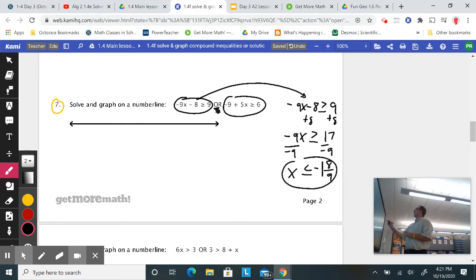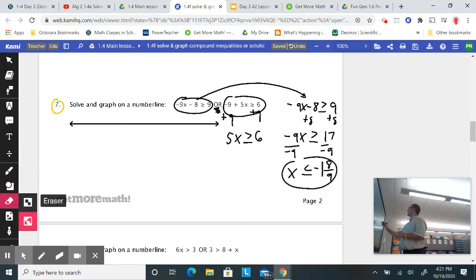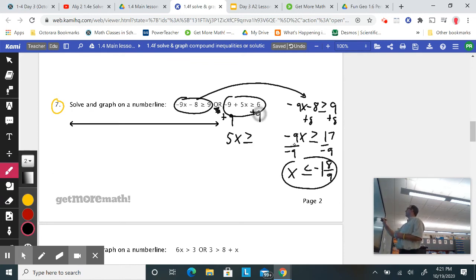Now I'll solve the other inequality. I need to add 9 to both sides here. That gives me 5x. The sign stays the same. I get 6... no, I get 15. 6 plus 9, if I can read my writing, is 15. Divide by 5 on both sides. I have x greater than or equal to 3, and the sign stays the same.